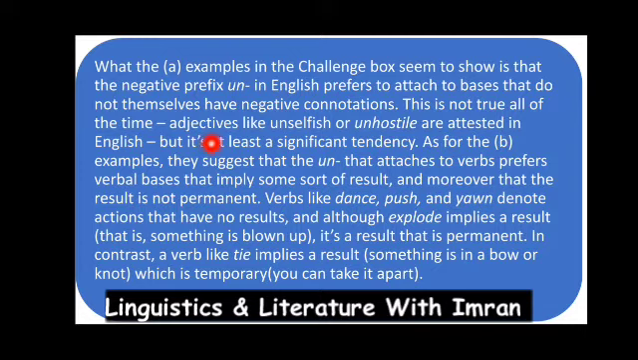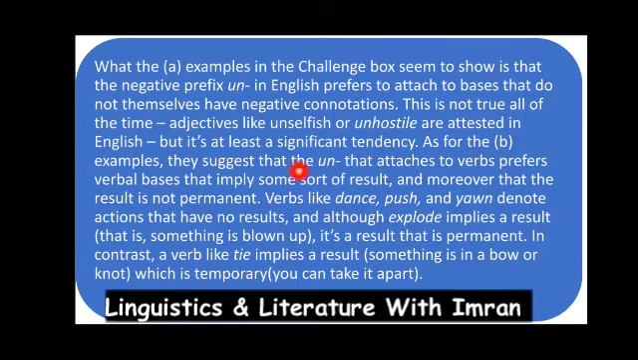For example, adjectives like unselfish. So selfish has already a negative connotation, but we can add un. This is an exception. Or hostile, which has a negative connotation, we can add also un. Or unattested in English. But it is at least a significant tendency, right? Mostly we cannot attach un to those adjectives which have a negative connotation.